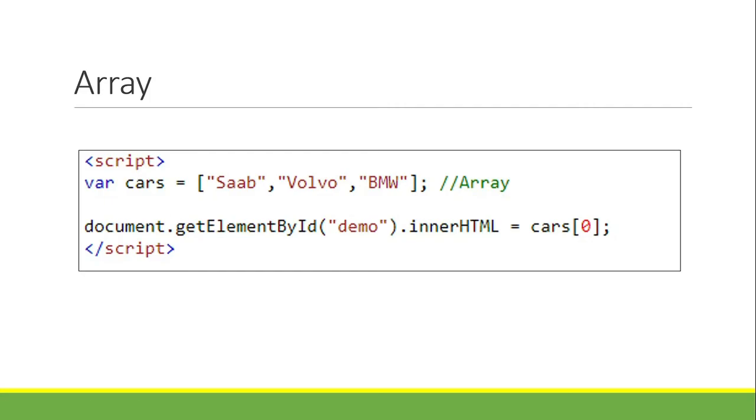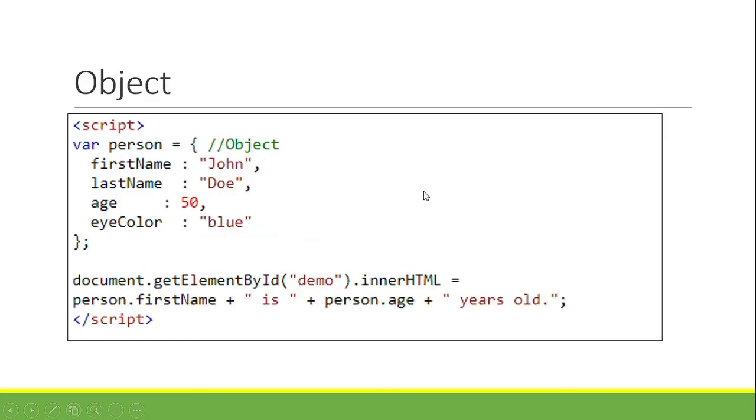Next is array. Ang variable name natin kay array ay cars. It contains Saab, Volvo, and BMW. In object, our variable name is person, and inside the person is the first name which is John, the last name is Doe, the age is 50, and the eye color is blue.